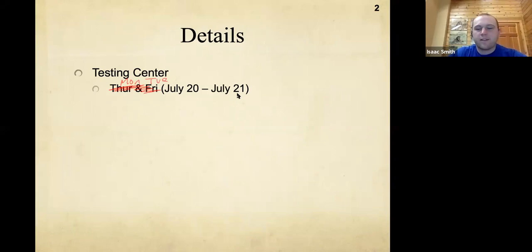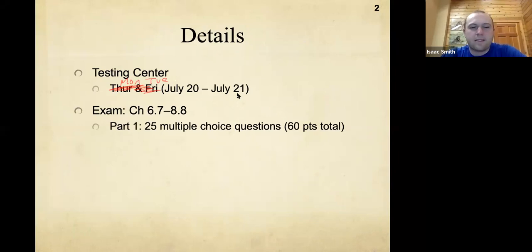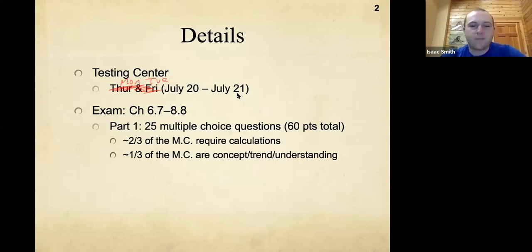July 20th and 21st. And the exam covers, along in the book, chapters 6, 7 to 8.8. Really, it covers everything up till now. The tests are kind of comprehensive. You'll still have to remember ideas from the first exam. You don't need to go on periodic trends or anything like that specifically. But we'll talk about things that I expect you remember from the first exam, the long exam.